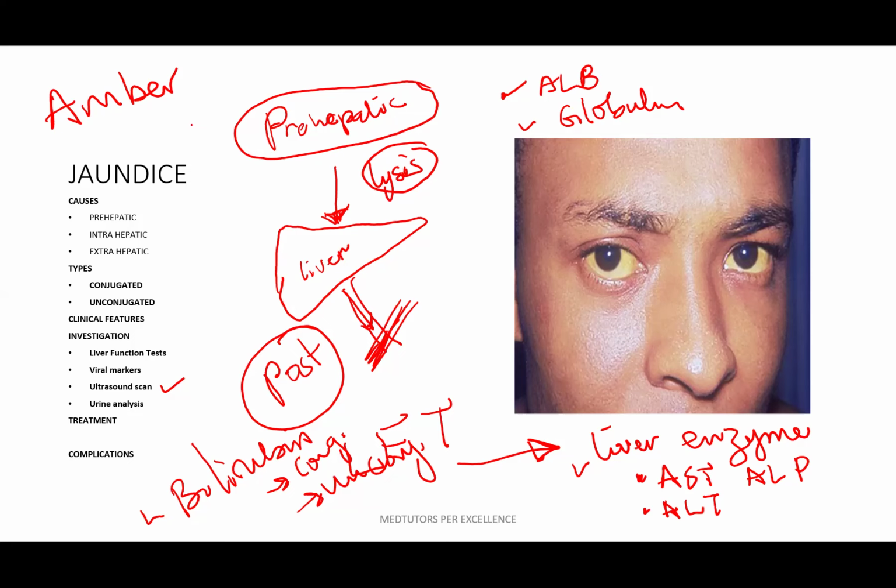The complications of jaundice could include hepatorenal syndrome, when you have deposition of bile salt, bilirubin in the renal tubules. You can have deposition in the central nervous system. You can have deposition in some tissues. You can have biliary cirrhosis and so on.